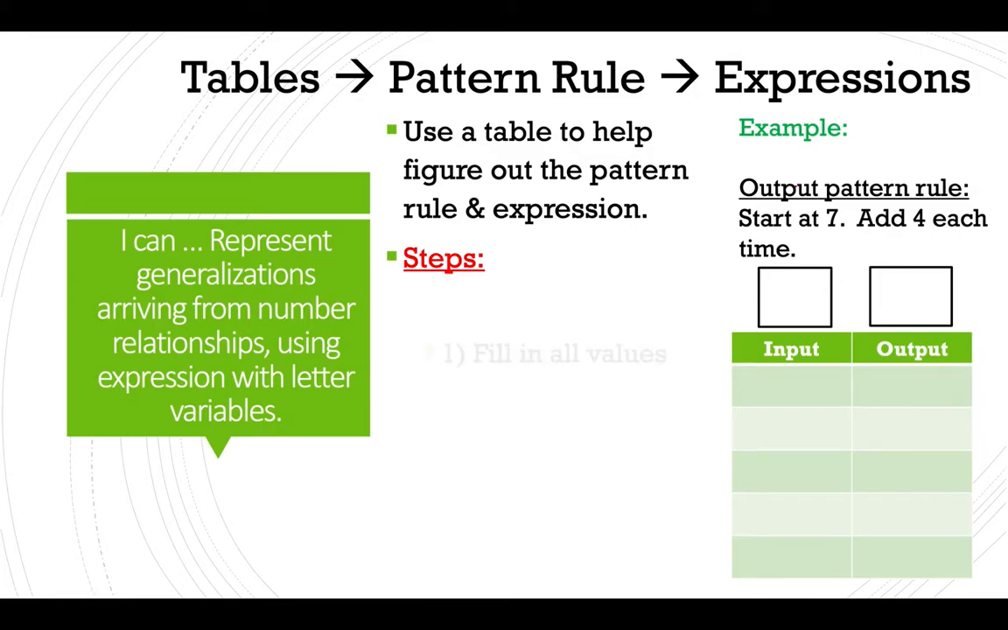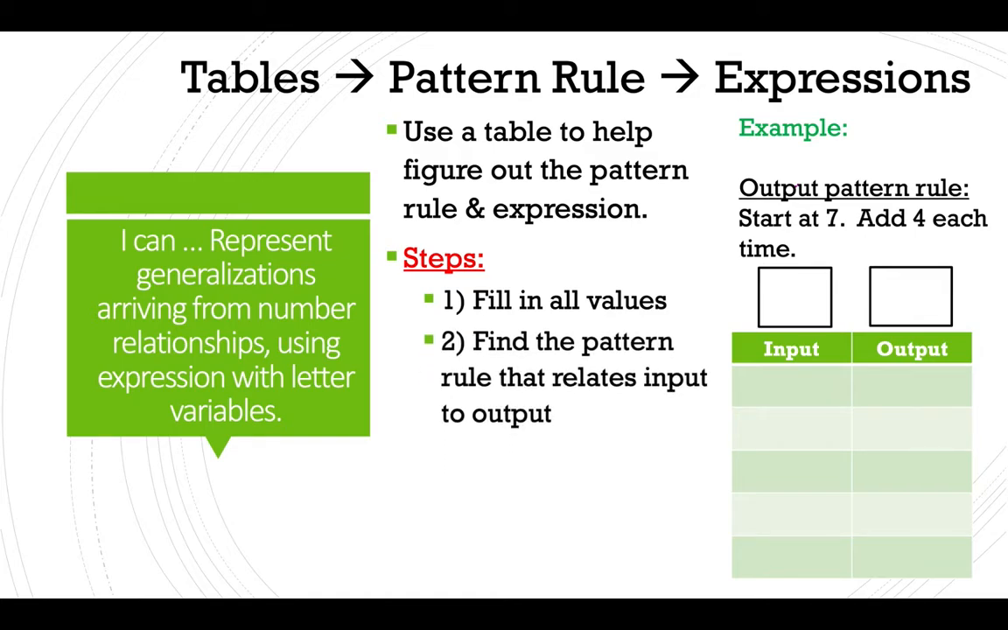So here are the steps. First of all, we have to fill in all of the values in the table based upon the information that we're given. I'm just going to say the steps first, and then we're going to go through the example. So first, fill in all the values into the table. The second thing, and this is what we've been practicing, is find the pattern rule that relates the input to the output, which we've been practicing this past week and even last week too. I know that is still the tricky part, but that's the next step. Then we use the rule, our pattern rule, what's in the boxes, what's in the machine, to create our expression.